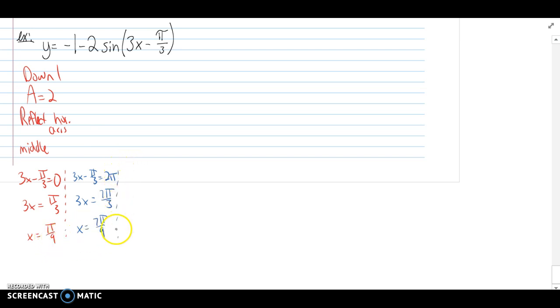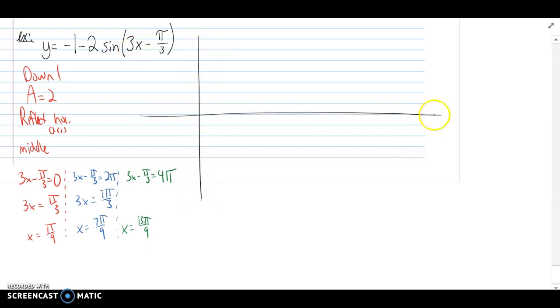I can do that one more time. That 3x minus pi over 3 equal to 4 pi. But as I look at what's going on here, I can see that those first two changed by 6 pi over 9. If I add 6 pi over 9 onto that one, that would be 13 pi over 9. That's because the period is 6 pi over 9 or 2 pi over 3. I could have figured that out earlier.